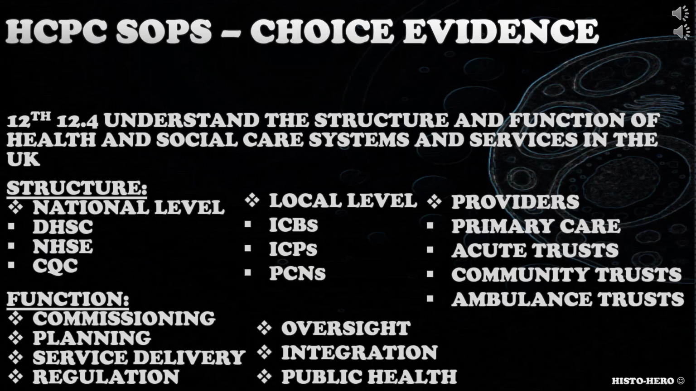Consider the structure on the national level where you have got Department of Health and Social Care, NHS England, and Care Quality Commission. On local level where you have got integrated care boards, integrated care partnerships, and primary care networks. On providers level you have got primary care like GPs and dentists, acute trusts for complex care, community trusts like nursery or ambulance trusts, and A&E.